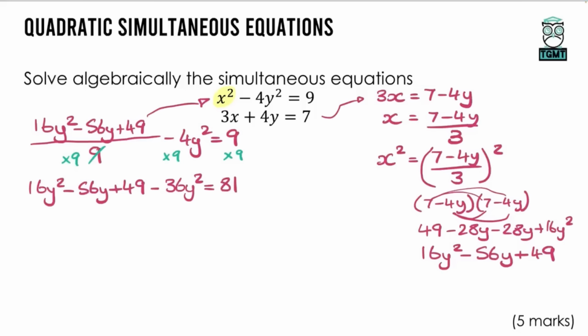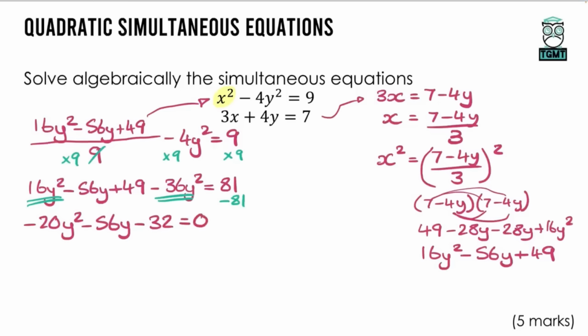Now I want this to equal 0. It now does only have y's in it. I can definitely solve it. I need to minus 81 and I need to combine these y squareds. 16y squared take away 36y squared would give me minus 20y squared. So I've got minus 56y, and then I need to do 49 take away 81. Of course we can just do this on the calculator. That gives me minus 32, and that's now equal to 0, and it can be solved.